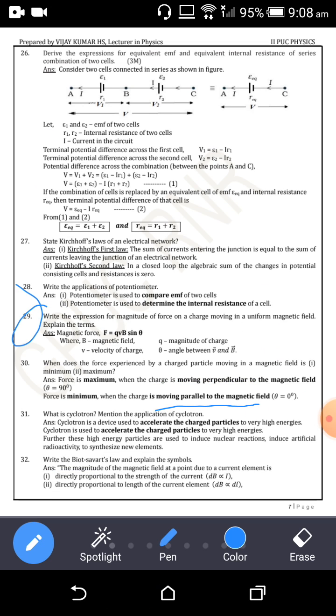The next one is regarding the cyclotron. The cyclotron has been removed from the syllabus. Don't worry, for this year they have removed it. So we will go to the next question, that is the 32nd.